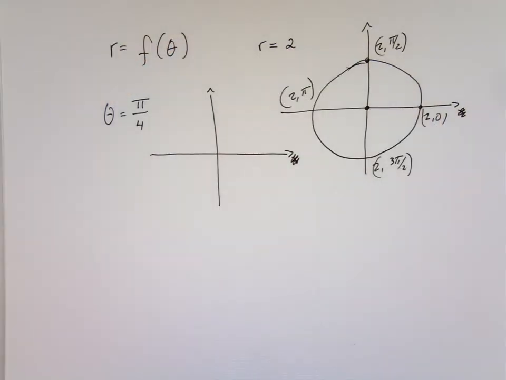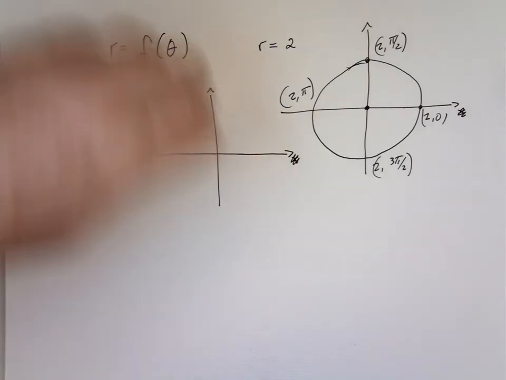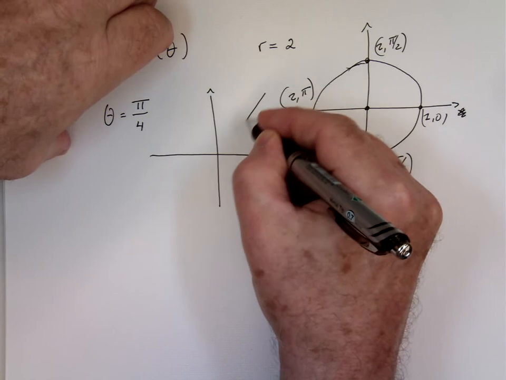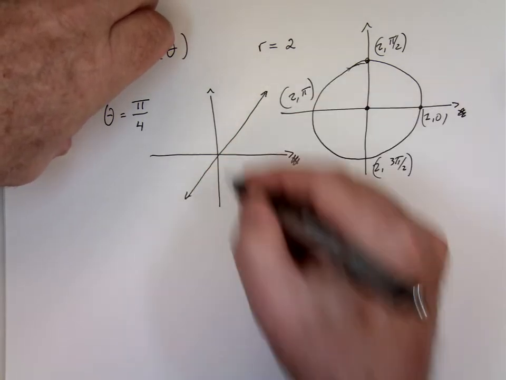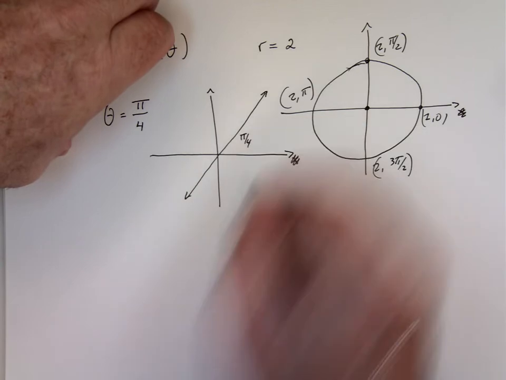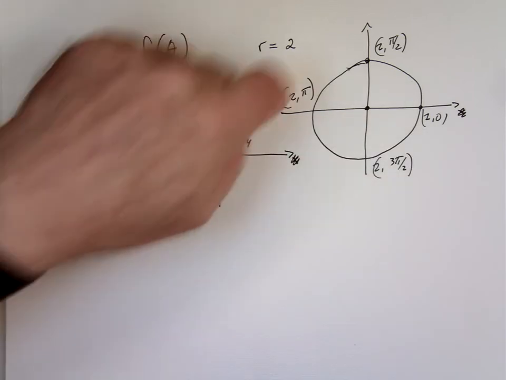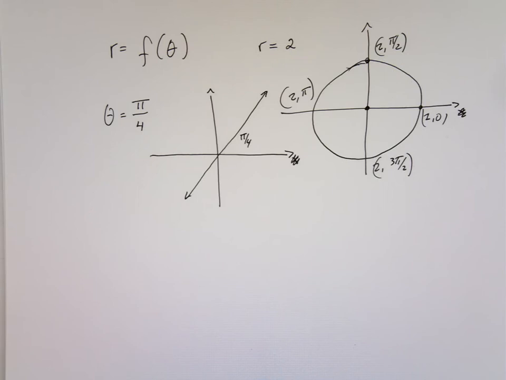What set of points in this polar system would satisfy the condition that theta equals pi over 4? Straight line. Who said that? Straight line, good. What's the slope of this line? 1. Yeah, this would be a constant pi over 4 angle here. Every point on this line has theta equals pi over 4. That's the angle it makes with the polar axis, okay?